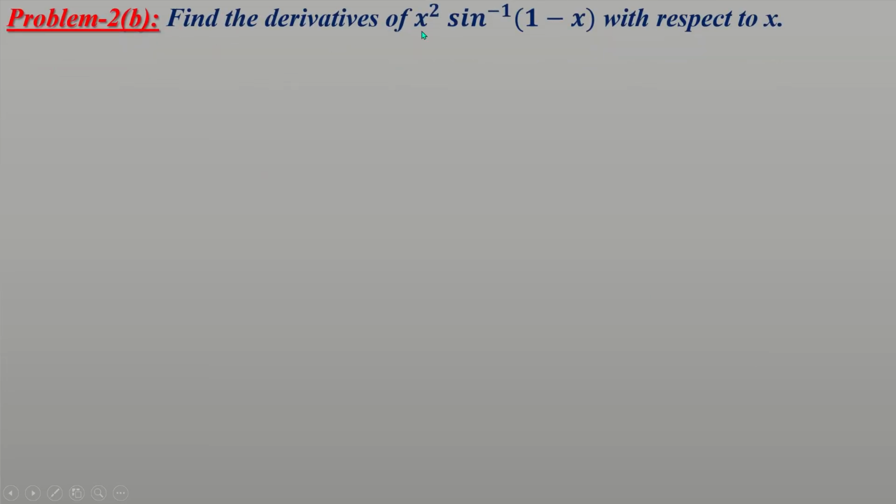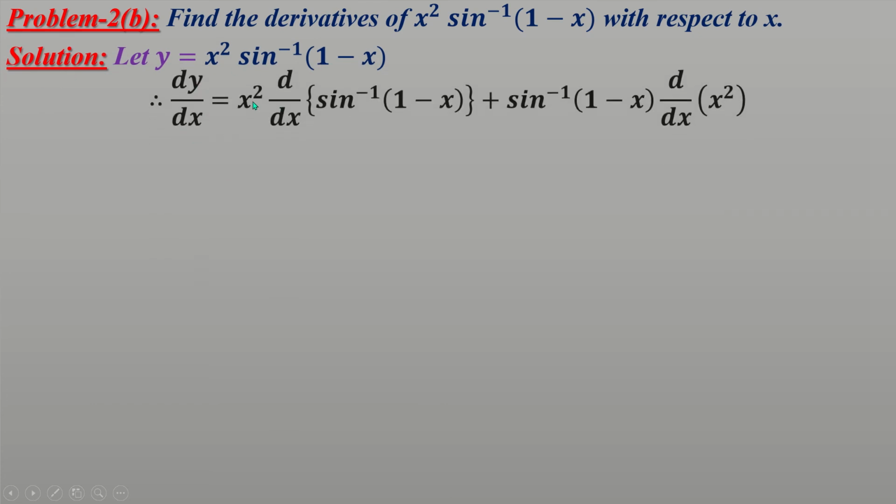Problem 2a: find the derivative of x square sin inverse 1 minus x with respect to x. As x square is a function, and sin inverse 1 minus x is another function, this is the form of uv. U is a function of x, V is a function of x. Clear? At first, let y equal to this. Therefore d/dx of y is equal to u d/dx of v plus v d/dx of u, where v means sin inverse 1 minus x is fixed, and u means x square. Here we use this formula. Clear everyone?